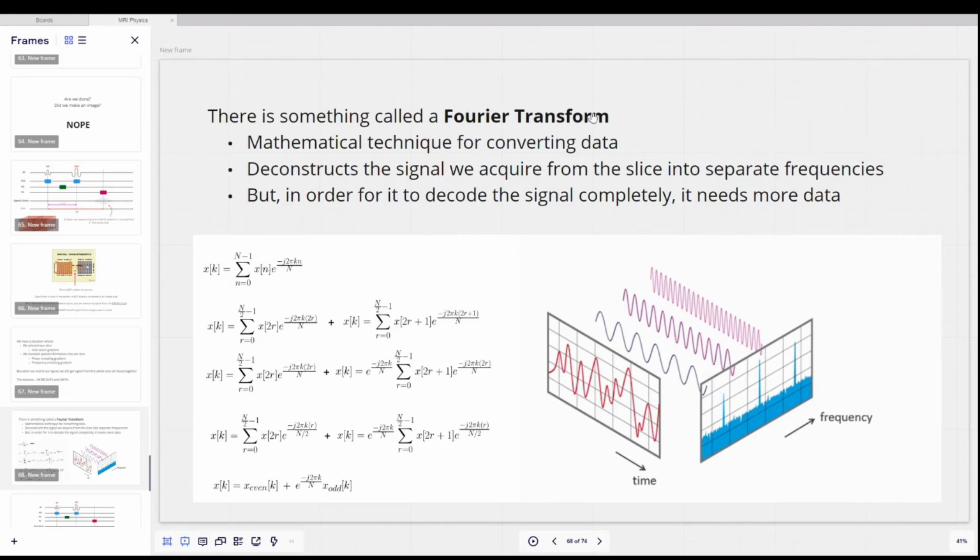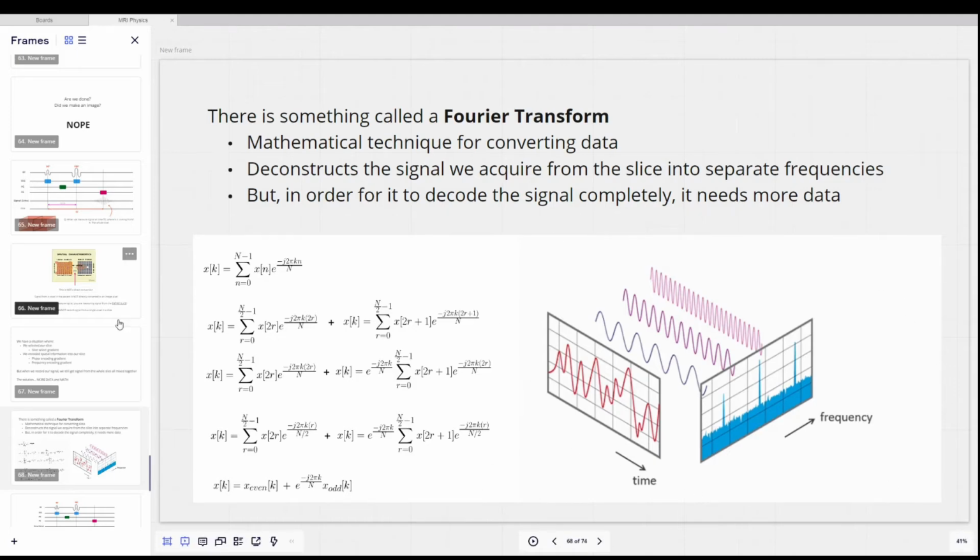Basically, what a Fourier transform is, it's a mathematical technique that allows you to convert data. And that's all we're going to say about it. But practically speaking, what it allows the computer to do, not us, because we're not good at math, is deconstruct our signal. So it allows us to deconstruct the signal that we acquire from the slice and separate it out into different waveforms of different frequency. And you can see that diagrammed here.